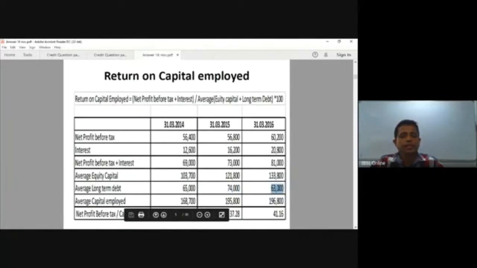Right. Now, average equity capital is there, average long-term capital is there. You have to add those two. That is average capital employed. Average capital employed for 2014, 168,700, 2015, 195,800, 2016, 196,800.